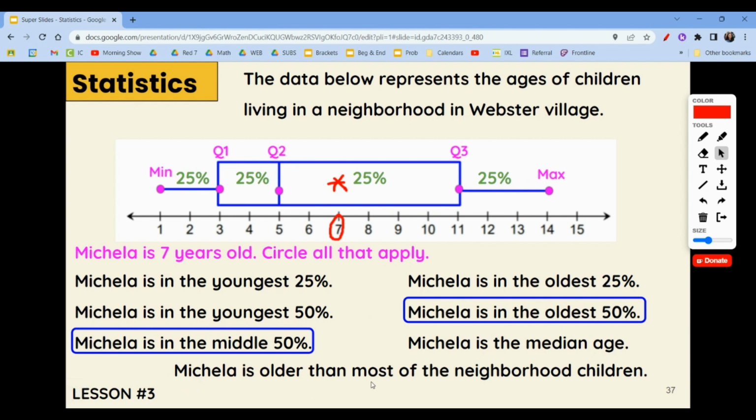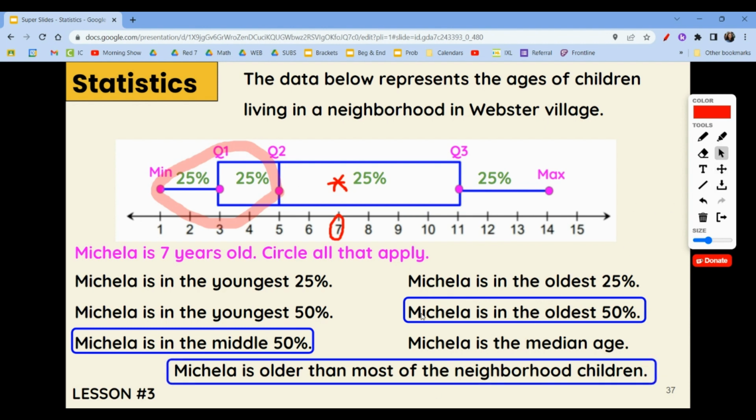Michaela is older than most of the neighborhood children. Since Michaela is in the top 50% of data, and I can tell she's older than at least half the children, I'm going to say that Michaela is older than most of the neighborhood children.